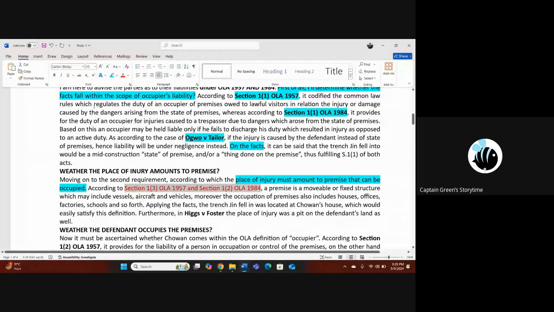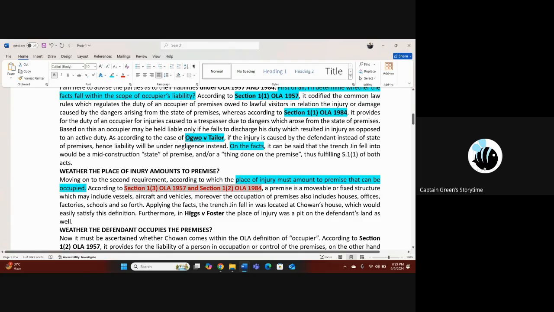Now, applying these two laws, Section 1, subsection 3 and Section 1, subsection 2 of OLA 1957, and applying the facts into it, the trench Jin fell in was located in Chauhan's house, which would easily satisfy this definition. According to the definition, anything which is included in a school, factory, and so forth amounts to premise. Thus, the injury has been caused at a trench which is located in Chauhan's house. Thus, it amounts to premise.